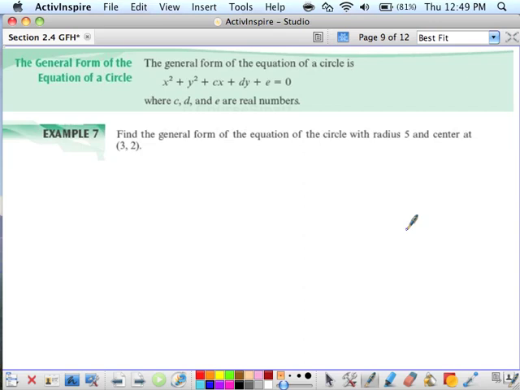For the next example, we're going to find the general form of the equation of the circle with a radius of 5 and a center at (3, 2). If we want to put this in general form, we're going to have to start with standard form. So let's start there. For standard form, we know that's going to be (x minus 3) squared plus (y minus 2) squared equals what? 25. 5 squared. So that's going to be 25.